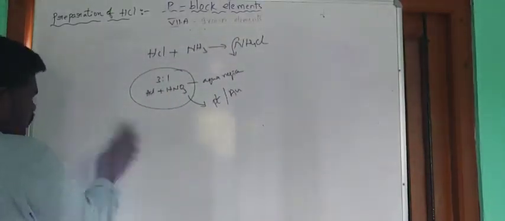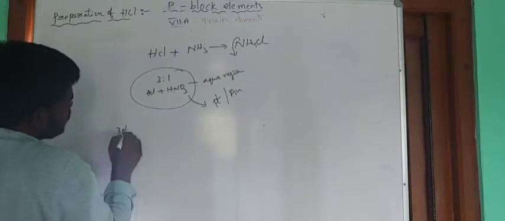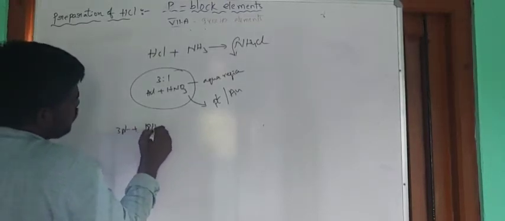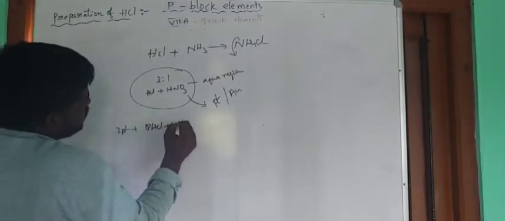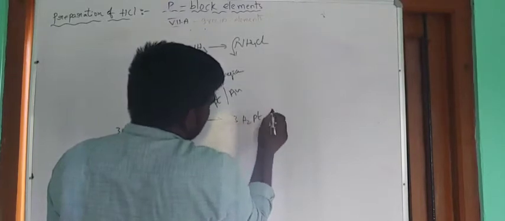So now let me give the equation. Okay. 3 moles of platinum reacts with 18 moles of HCl and 4 moles of HNO3 and gives here 3 moles of the platinum complex.